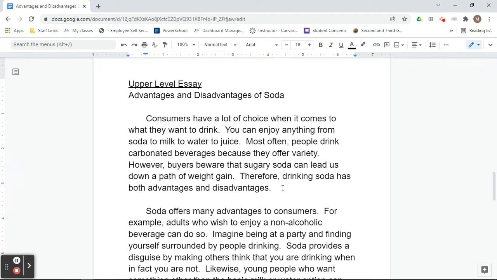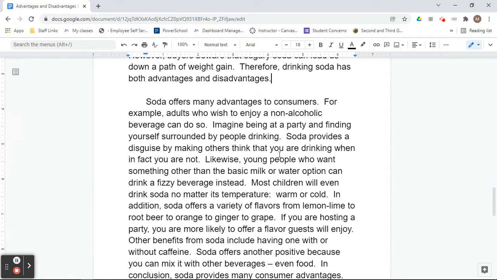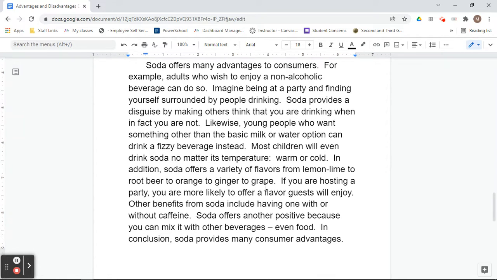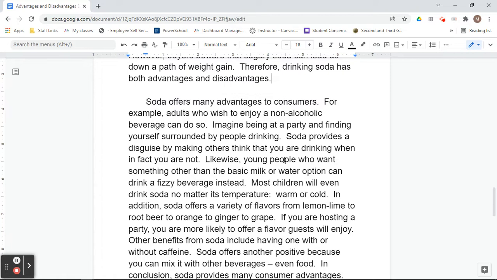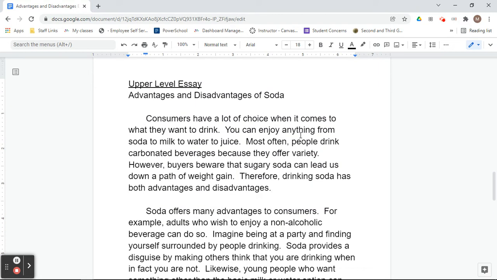Consumers have a lot of choice when it comes to what they want to drink. You can enjoy almost anything from soda to milk to water to juice. Most often, people drink carbonated beverages because they offer variety. However, buyers beware that sugary soda can lead us down a path of weight gain. Therefore, drinking soda has both advantages and disadvantages. And then I talk about, again, the variety, but then I also talk about enjoying a non-alcoholic beverage.